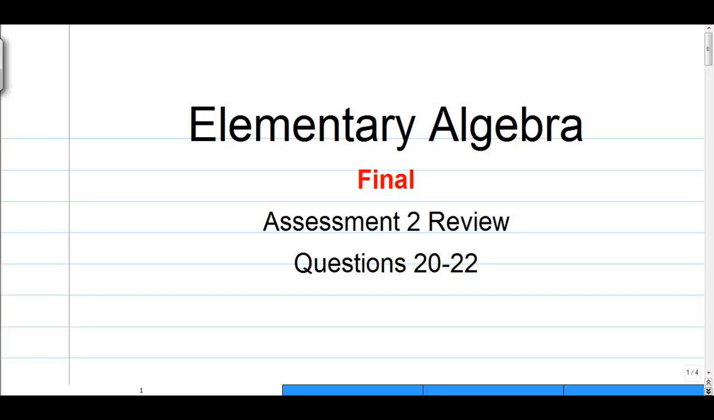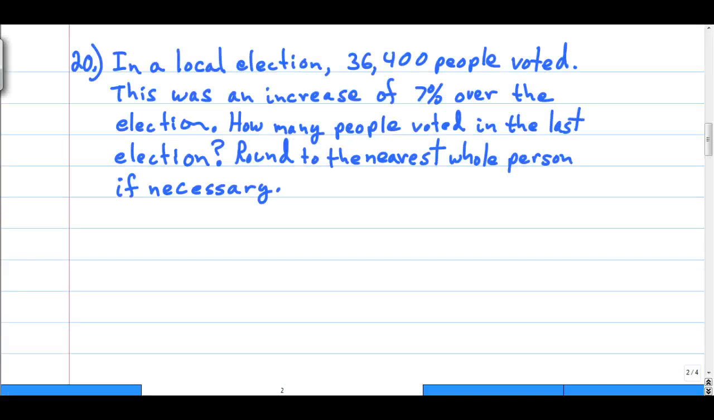Elementary Algebra, Final Assessment 2, Review, questions 20 through 22. Question 20 reads: in a local election, 36,400 people voted. This was an increase of 7% over the last election. How many people voted in the last election? Round to the nearest whole person, if necessary.